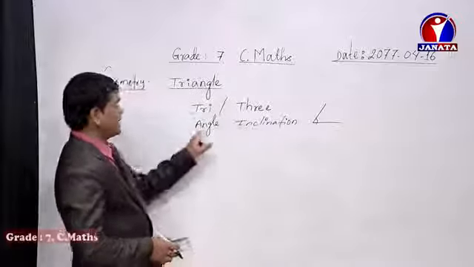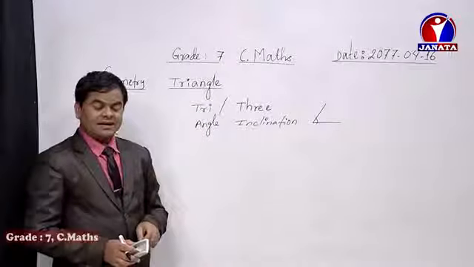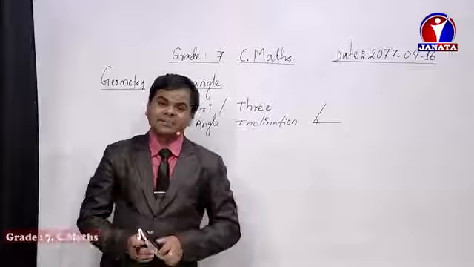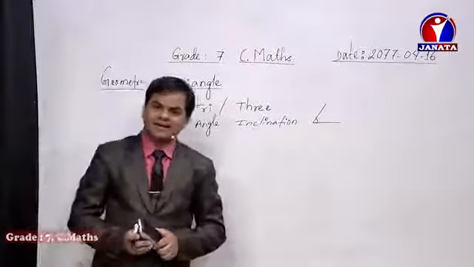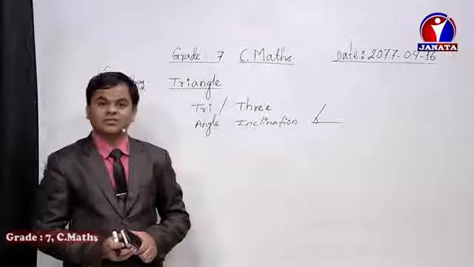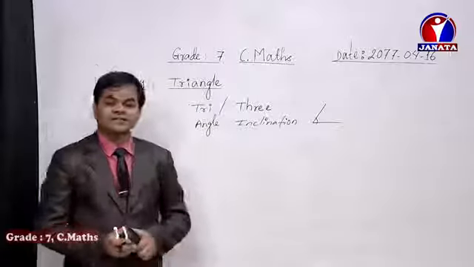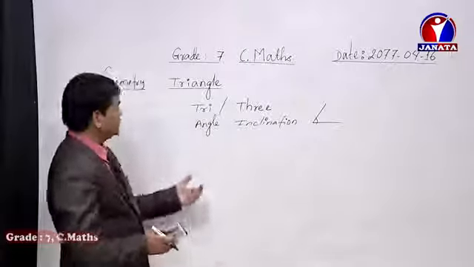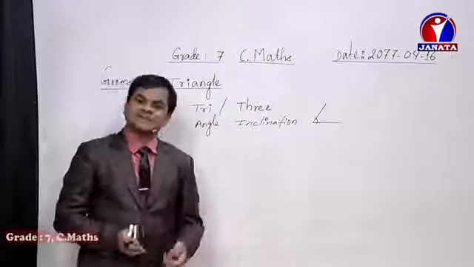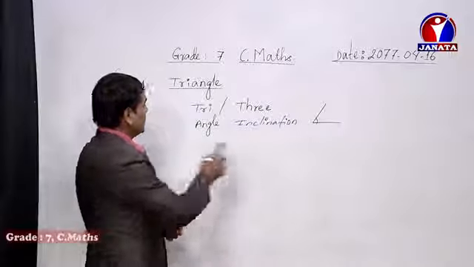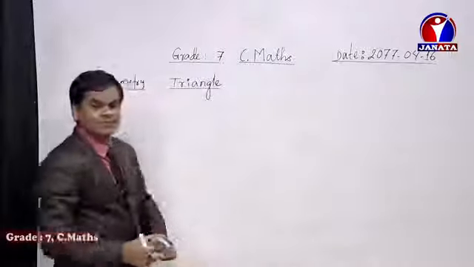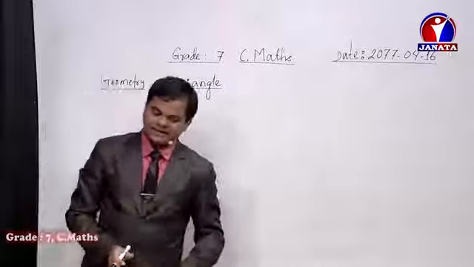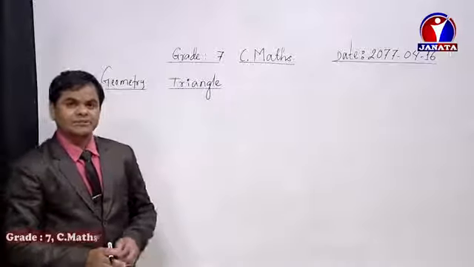So tri plus angle, triangle. Triangle means a polygon having three sides connecting to each other, and then there are three angles when those three sides are connected to each other. So a triangle is a polygon having three sides as well as three angles. And dear student, it has different types. There are generally four types of triangle, and others evolved from those four.